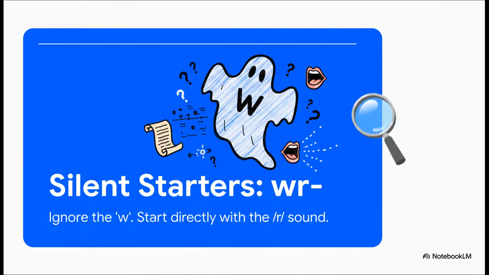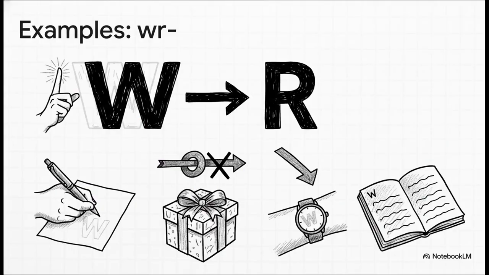And hey, here's our next silent starter, WR. The logic here is exactly the same as KN. So when you see this pair at the beginning of a word, that W is basically invisible, or at least inaudible. You just ignore it and go straight for the R sound. Just like we see here, right, wrong, rap, wrist, wrote. You don't say w-right, you just say right. It's another one of those historical leftovers that makes spelling a little tricky, but the pronunciation is a piece of cake once you know the rule.